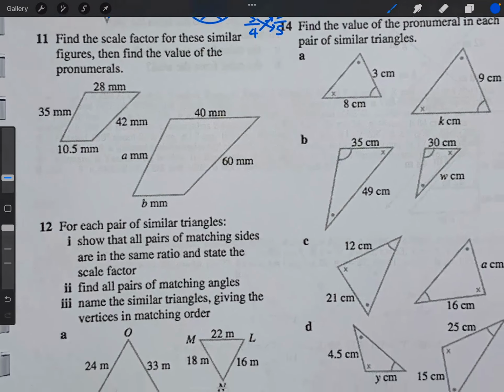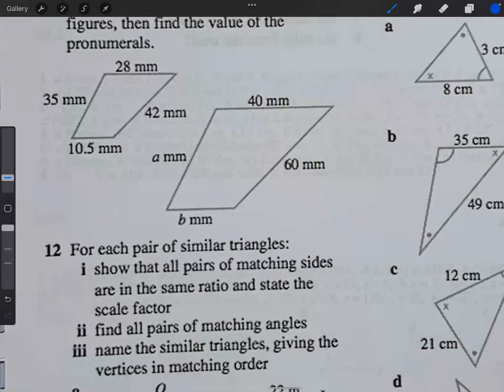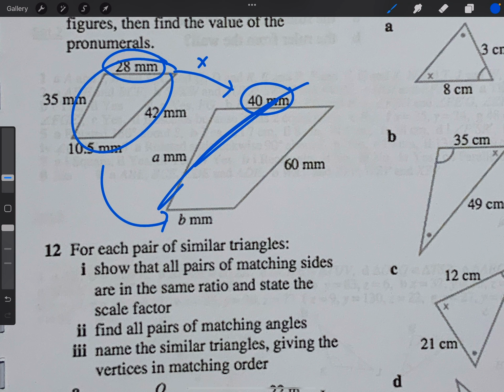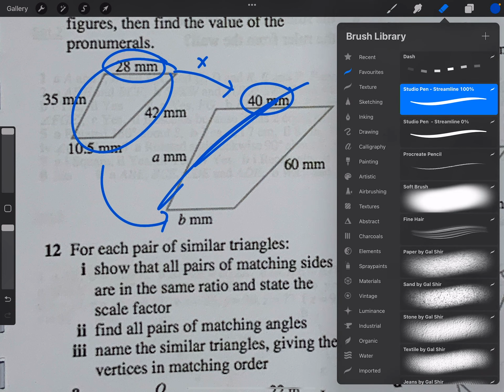Question 11. Find the scale factor for these similar figures and then find the value of the pronumerals. Now the scale factor is how to get from this to this. We have to multiply by something, and that multiplication number is called the scale factor. It could be that this shape has been enlarged by a factor of 2. It might be double in size, or it might be triple in size. It might be 1.7 in size. Anyway, let's get rid of that.